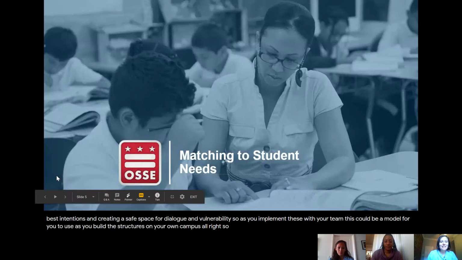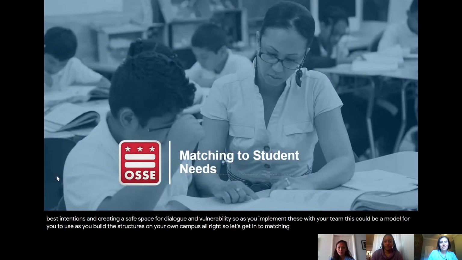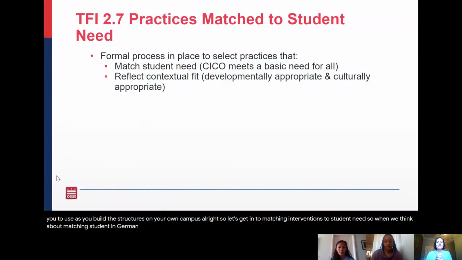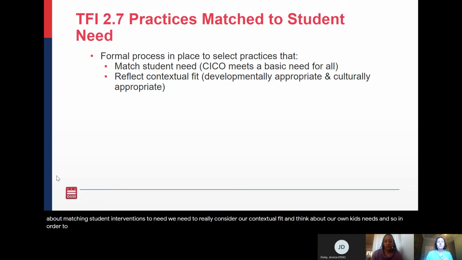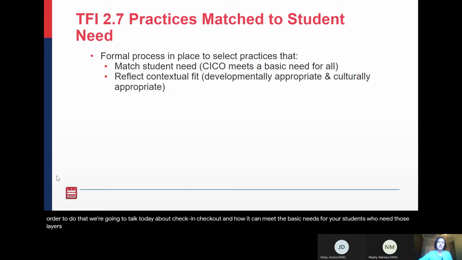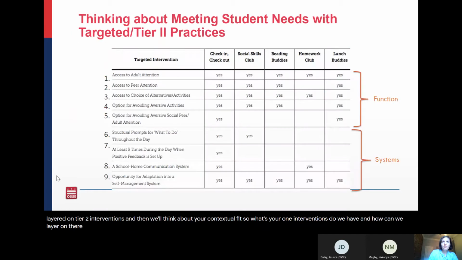All right, so let's get into matching interventions to student need. So when we think about matching student interventions to need, we need to really consider our contextual fit and think about our own kids' needs. And so in order to do that, we're going to talk today about check-in, check-out and how it can meet the basic needs for your students who need those layered on Tier 2 interventions. And then we'll think about your contextual fit.